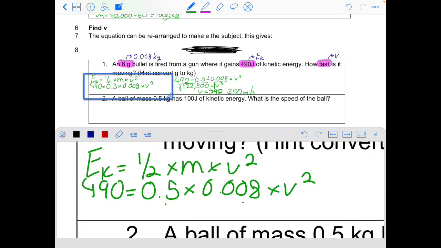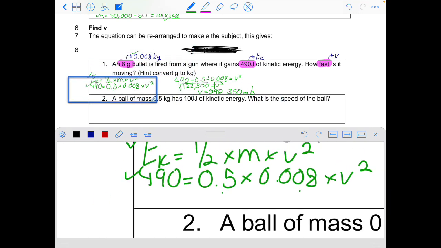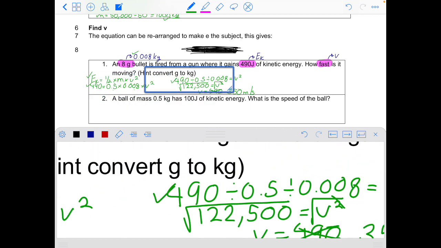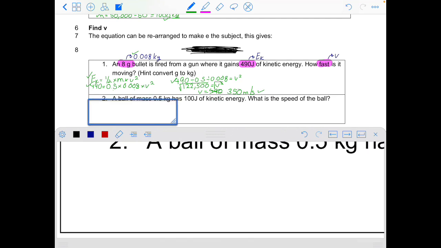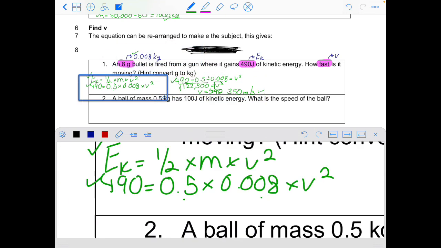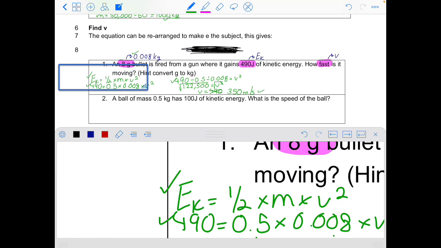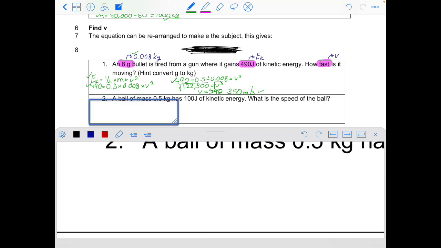So here we'd have 1 mark for the conversion, 1 mark for the formula, 1 mark for plugging in the numbers, 1 mark for rearranging it, and 1 mark for the answer with units. So if you had done what I did there and just written down the wrong number, you would still have gotten 1, 2, 3, 4 marks out of the 5 marks for the question. So it is always worth writing down all of your steps.